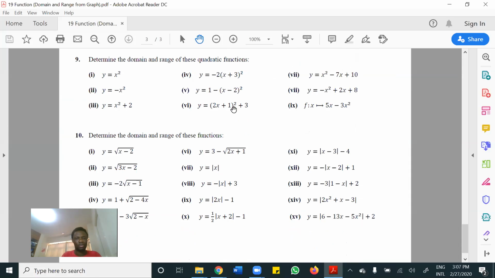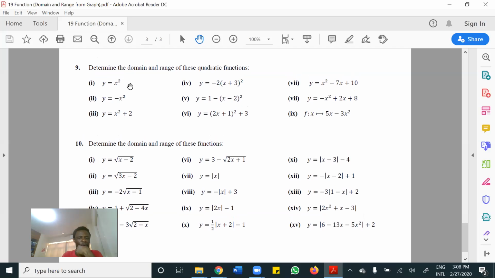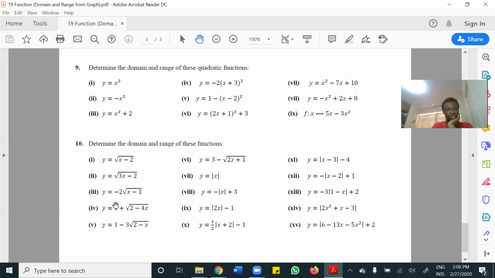Now, let's consider some of these functions, quadratic functions. One of the ways to do this will be either to inspect or to do the graph. Another way to get the range is to consider the inverse of the function. We'll discuss that later, okay? I think we have done something on square roots.